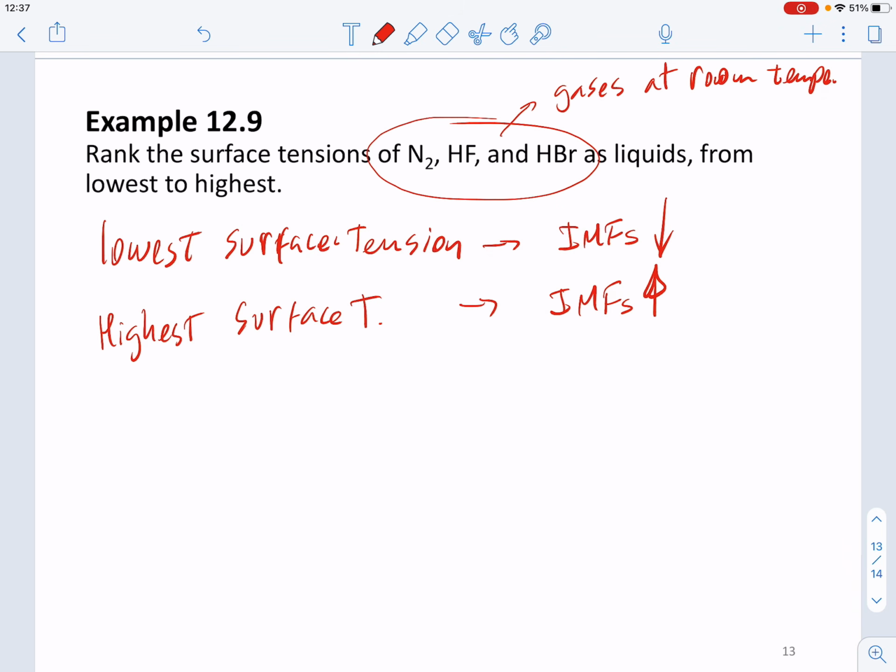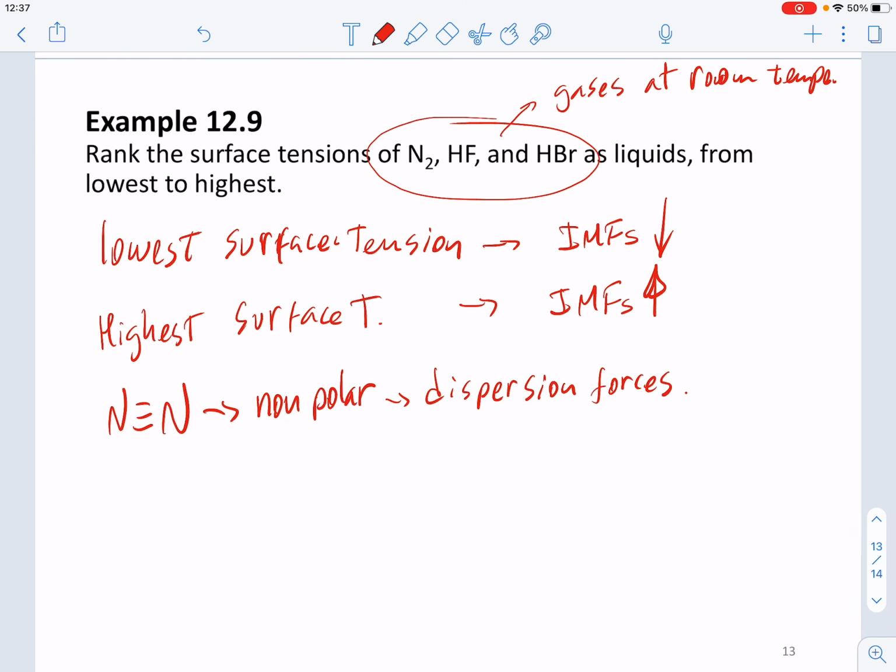Okay, so we have nitrogen. Whether nitrogen is in the liquid form or the gas form, the formula is the same. We already know enough about the nitrogen molecule to know that this is nonpolar. Okay, and that's pretty much enough to say that the only thing that you see here in this molecule is dispersion forces.